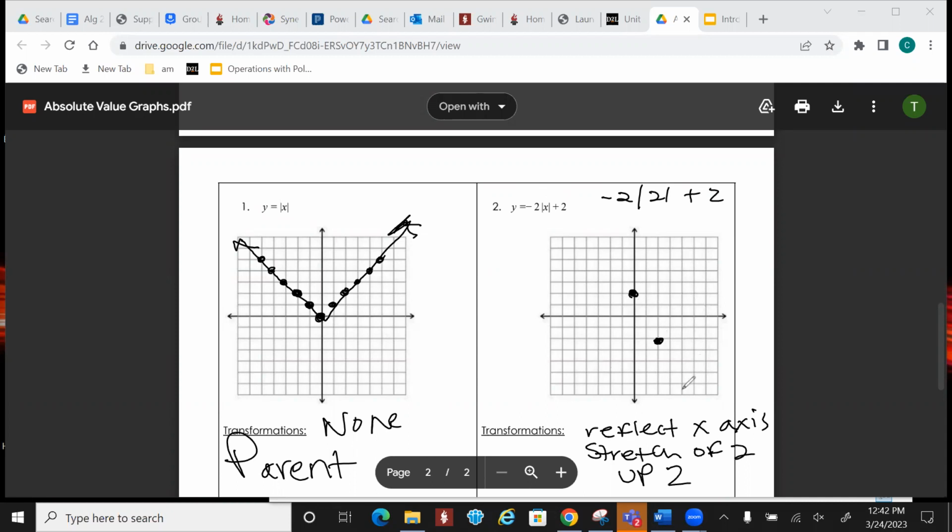If we plug in 4 into this equation, we would get -8 plus 6, plus 2, which would give us -6. The last point is going to be (4, -6).